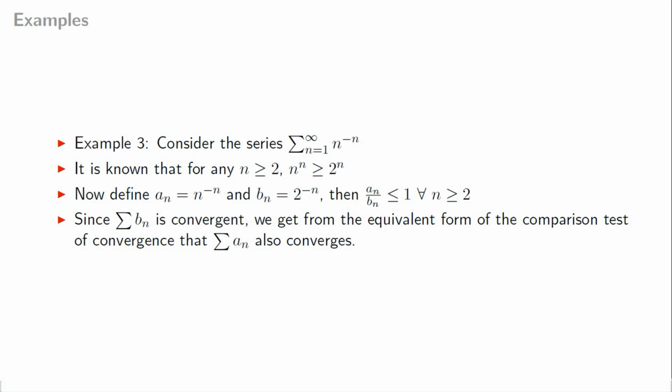Consider our next example. Consider the series with nth term as n to the power minus n. It is known that for any n greater than equal to 2, n to the power n is greater than equal to 2 to the power n. Now define a_n as n to the power minus n and b_n as 2 to the power minus n. Then a_n by b_n less than equal to 1 for every n greater than equal to 2, and since summation b_n is convergent, we get from the equivalent form of the comparison test of convergence that summation a_n also converges.